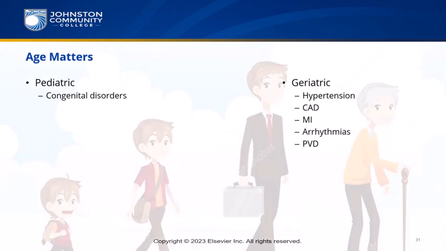So with pediatric, we have congenital disorders in this system. In geriatric, we have issues such as hypertension, coronary artery disease, myocardial infarction, arrhythmias, and peripheral vascular disease. Note that pediatric disorders are all congenital, whereas the disorders of the elderly are often the result of lifestyle choices.